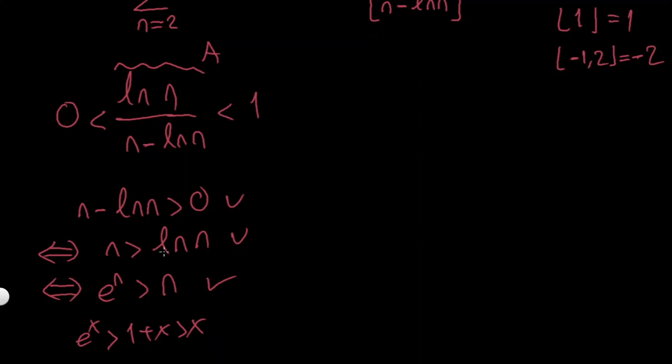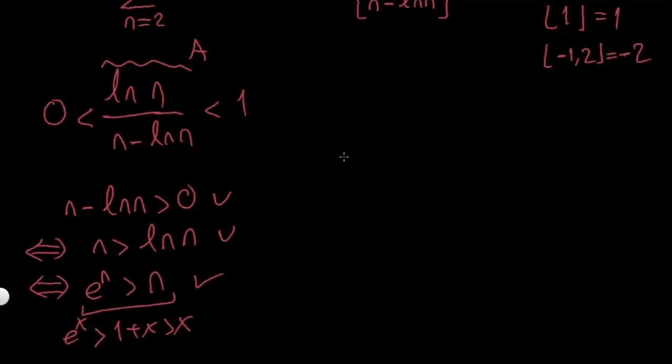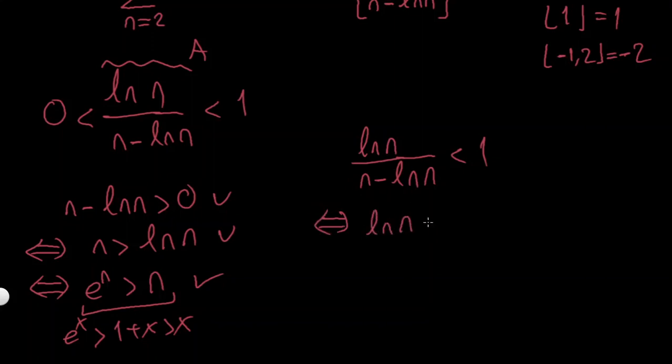Okay, so this is our first part. Now I want to show my second part, that ln n over n minus ln n is less than 1. So let's see if this is true. I already showed that n minus ln n is positive, so if I multiply both sides by n minus ln n, the inequality won't change sign because it's positive. So ln n is less than n minus ln n.